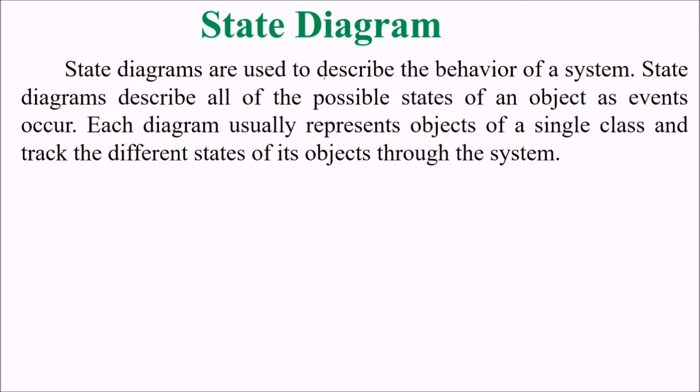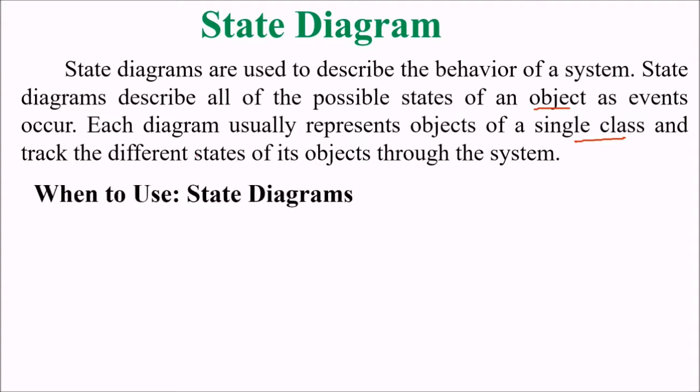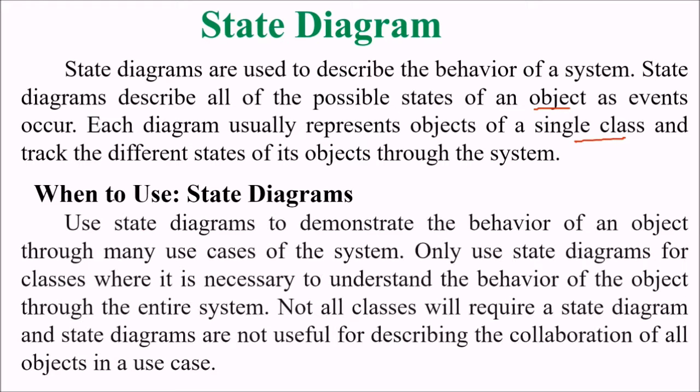State diagram. These are used to describe the behavior of a system. State diagrams describe all the possible states of an object as events occur, some event which gives rise to a state. So each diagram usually represents an object of a single class and tracks the different states of its objects through the system. When to use the state diagrams?